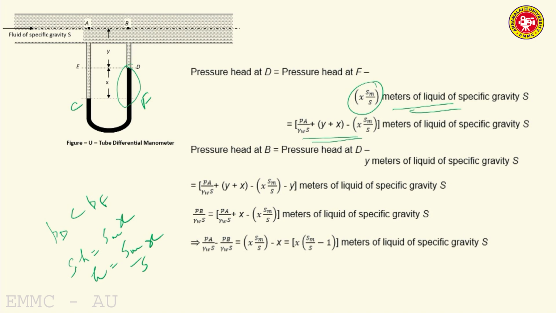Pressure head at B will be pressure head at D minus, because PB will be less than PD as B is above D. So, pressure head at B is equal to pressure head at D minus this column. What is column BD? BD is Y meters of liquid of specific gravity S. So, ultimately you get PA by gamma WS minus PB by gamma WS is equal to X into SM by S minus X, that is X into (SM by S minus 1) meters of liquid of specific gravity S.